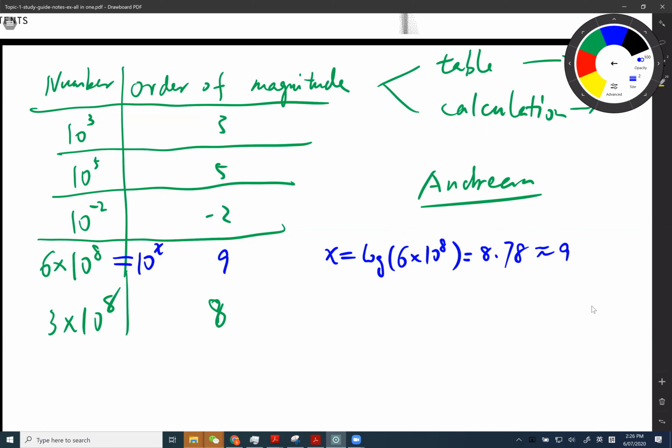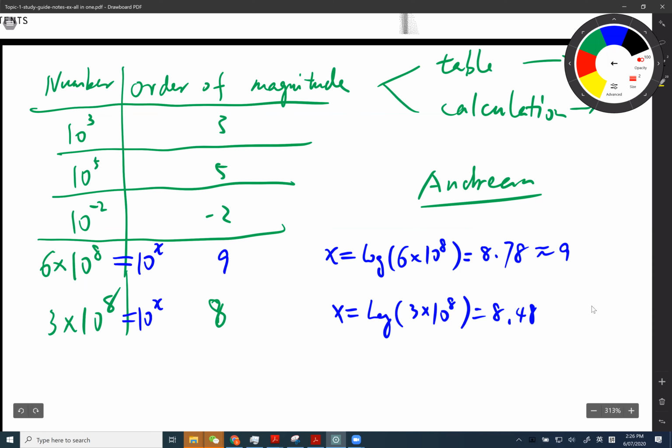How about the second one? Just 8, because it's 8.48, less than 8.5. So 8. For order of magnitude, normally we use a whole number, an integer. The idea here is that if this part is smaller than some value, you don't need to round up. If this part is too big, you round up.